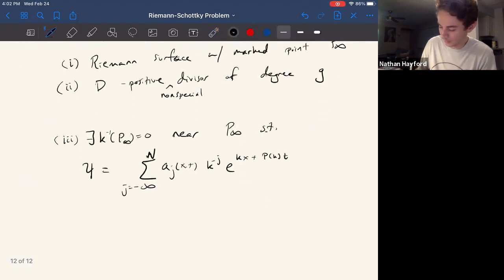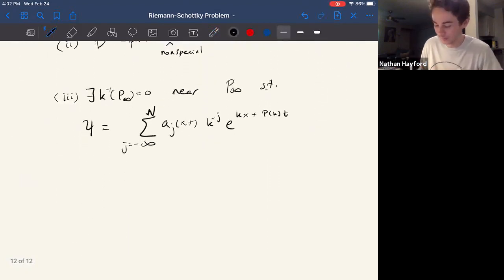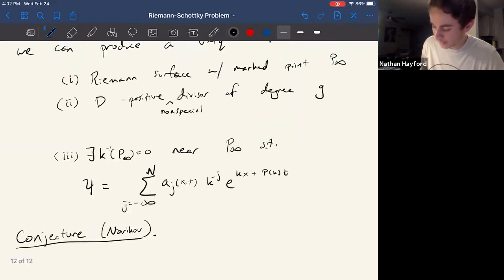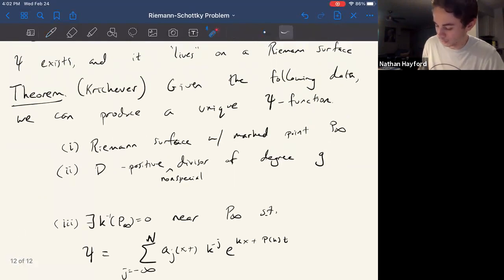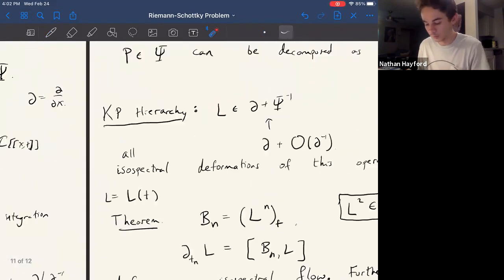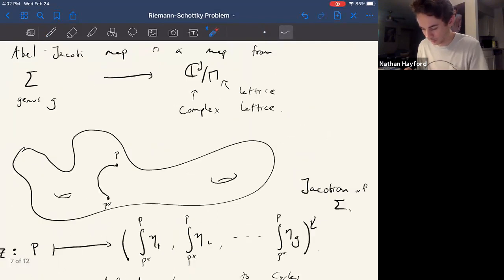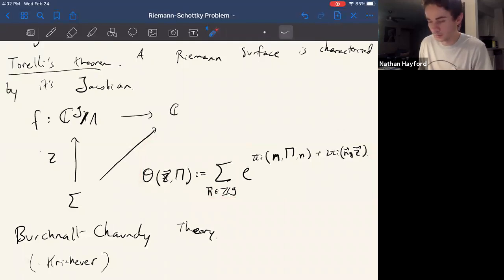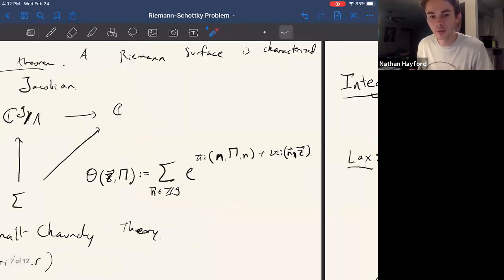So I think the last thing I want to say is the actual conjecture of Krichever, or conjecture of Novikov. The magic of this construction is that it can actually be done explicitly. Not only can I write down the psi function and claim that it exists on a Riemann surface, but I can actually express explicitly in terms of theta functions what this function psi looks like, and also what the corresponding tau function looks like. Where did we talk about theta functions a couple of days ago? Yeah, explicitly in terms of theta functions. And of course, this theta function on the Riemann surface will be defined in terms of the period matrix.